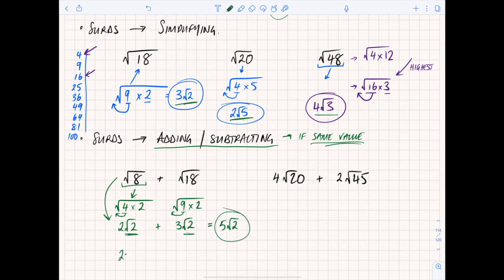Imagine it being like this, 2x plus 3x would be 5x, okay? It's exactly the same concept with this. If you didn't have surds that were the same, you couldn't add them. It's exactly like algebra, okay? So let's look at this next example.